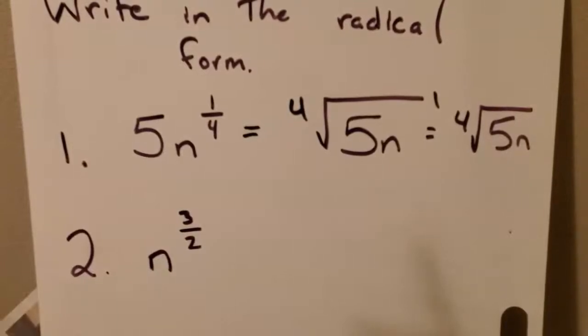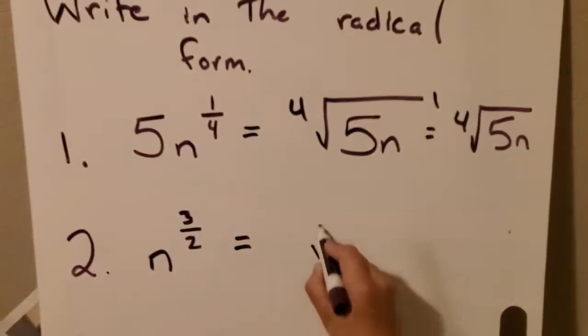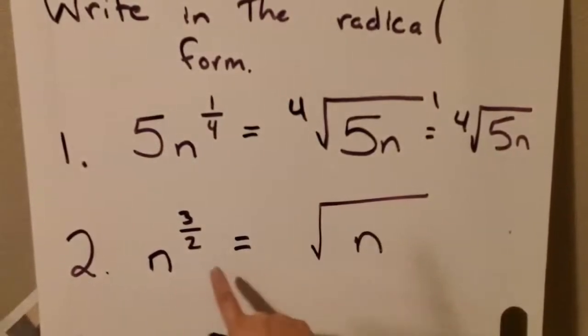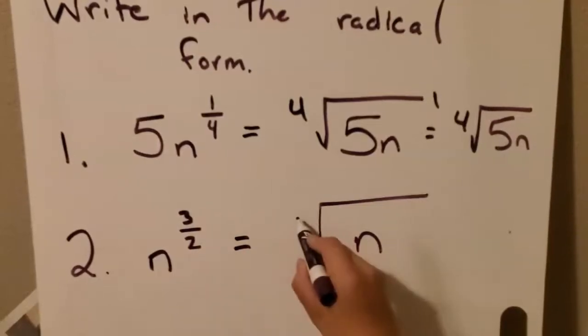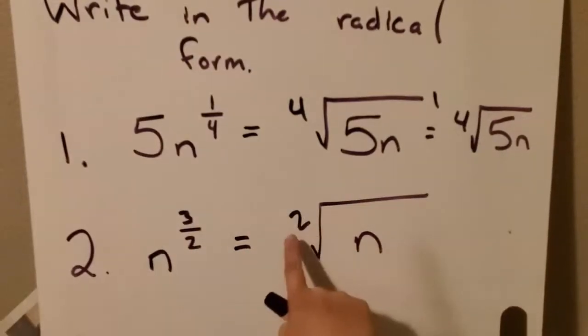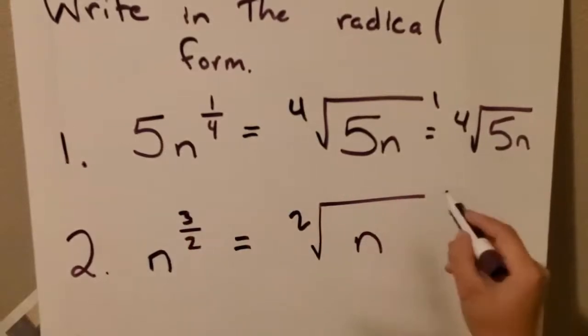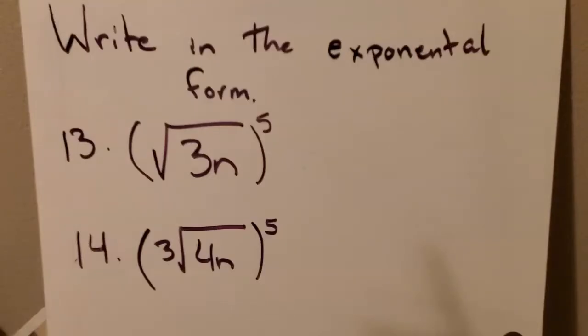This asks us to find the value of n to the 3/2 power. Following that same equation, we put our radical. Our base goes under the radical. The denominator is our root, so that's 2, and then the numerator is the power after our radical.